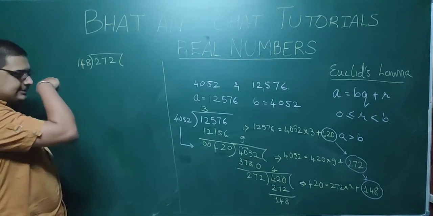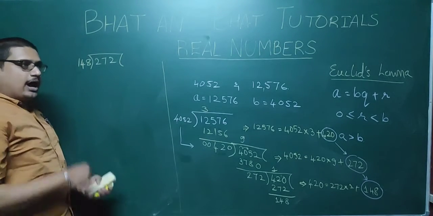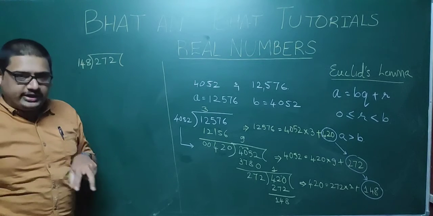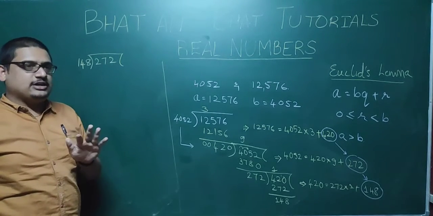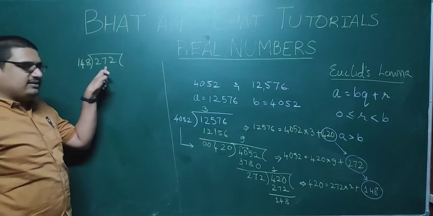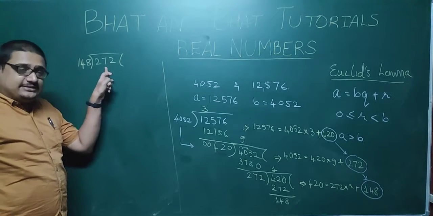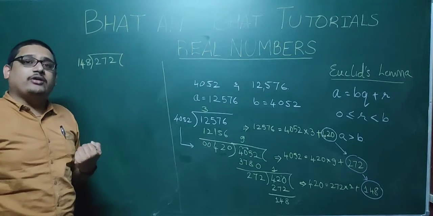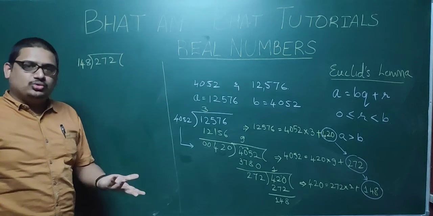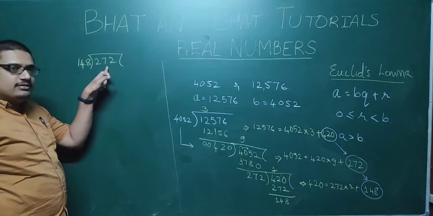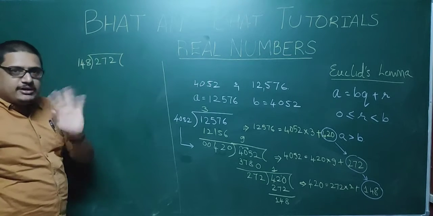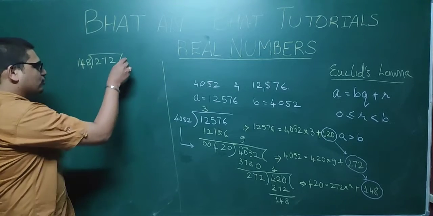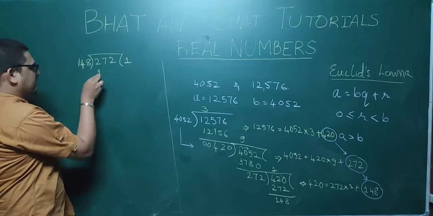Can I make 2 times? See, how to check that? Very simple. 148 you round it off to 150. 2 times 150 is how much? 300. Bigger than this. So next you do one more round off. That is, 148 you convert to the lower side, 140. 140 into 2 is 280, still bigger than this. Therefore, 2 times is not possible. So I will have to go for 148 ones are.